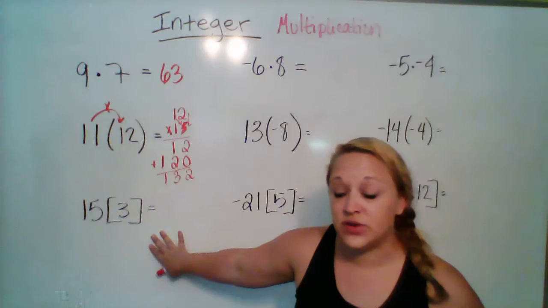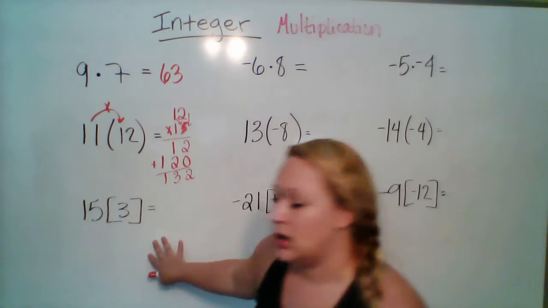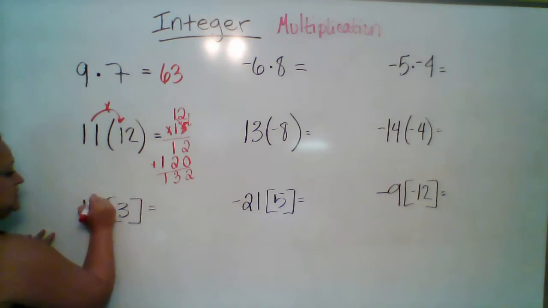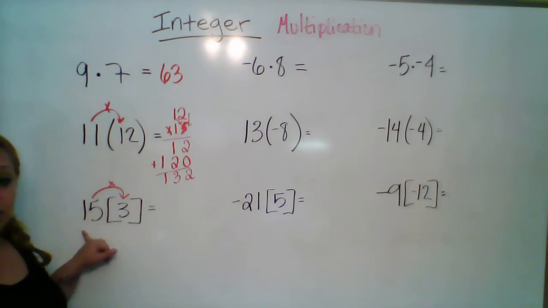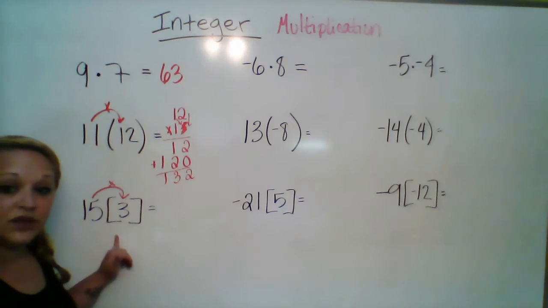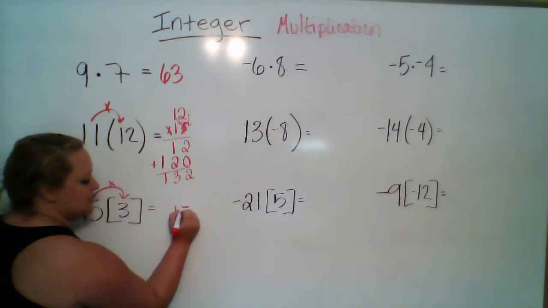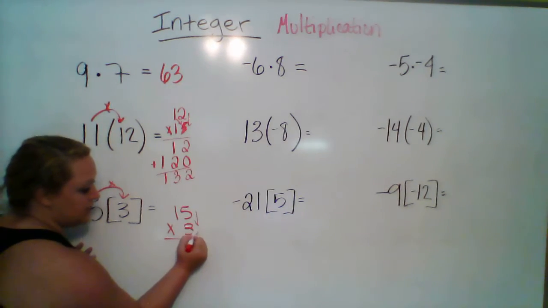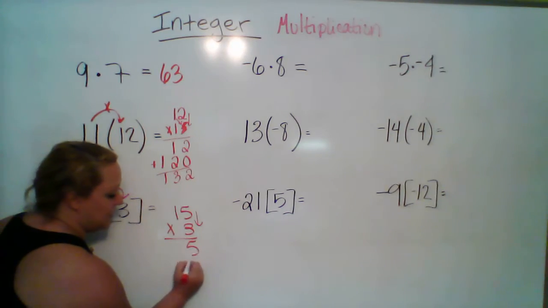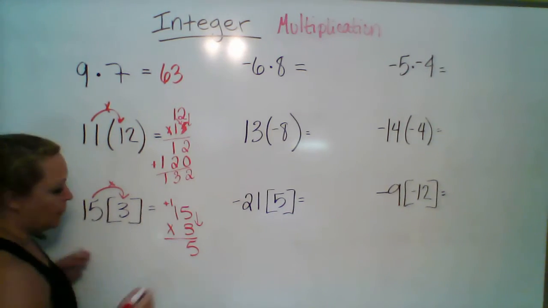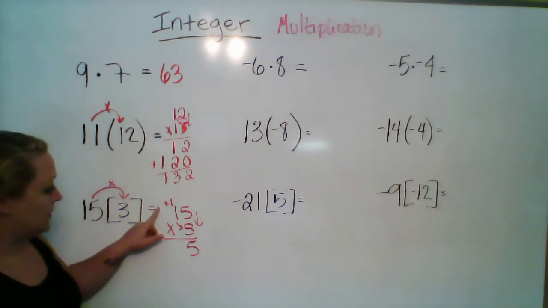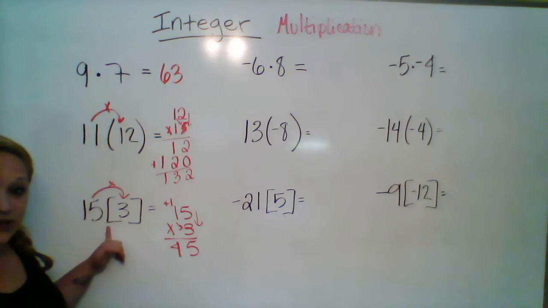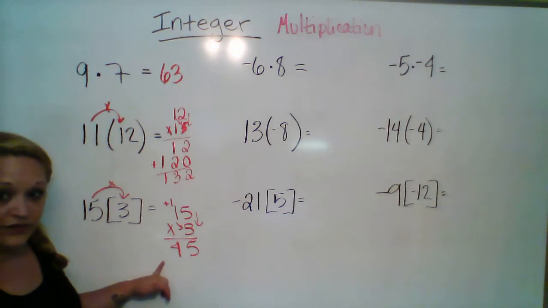Here we have 15 times 3, which should also be memorized. Alright, so again, brackets mean distributive property, just like parentheses. So distributive property means what's on the outside of the brackets or parentheses is multiplied by what's on the inside. So we're going to write 15 times 3. Okay? So we're going to go straight down. 5 times 3 is 15. Put down my 5, carry my 1. 1 times 3 is 3, plus 1 is 4. So therefore a positive 15 times a positive 3 gives us a positive 45.